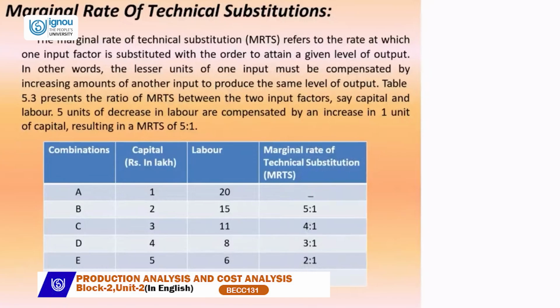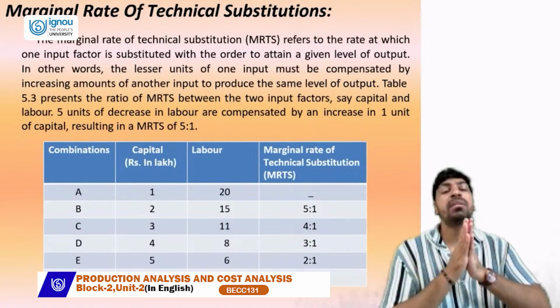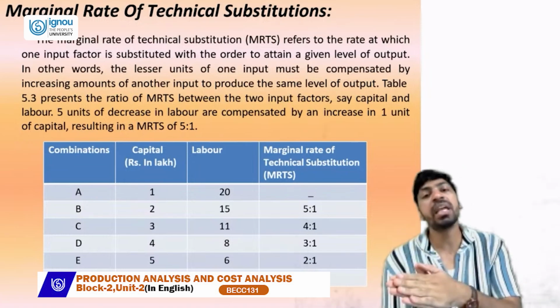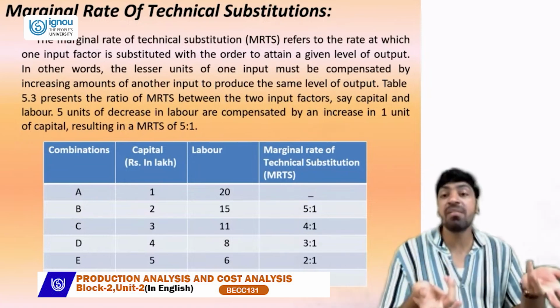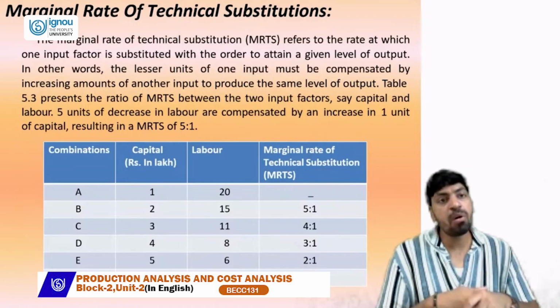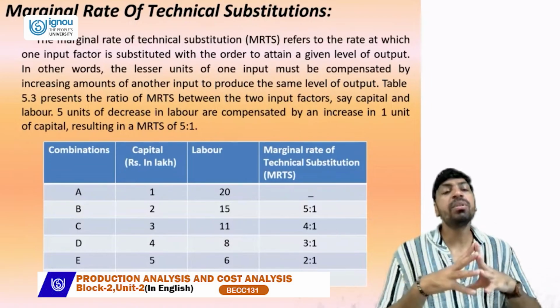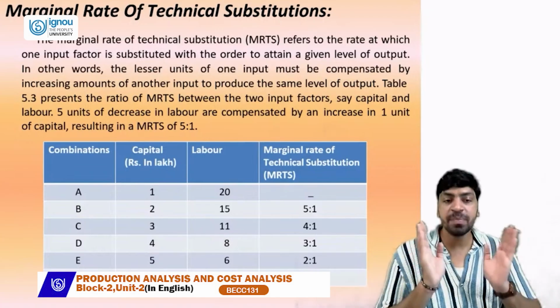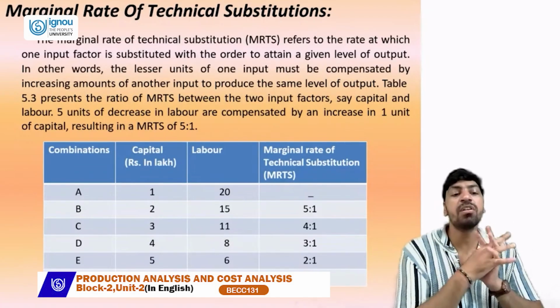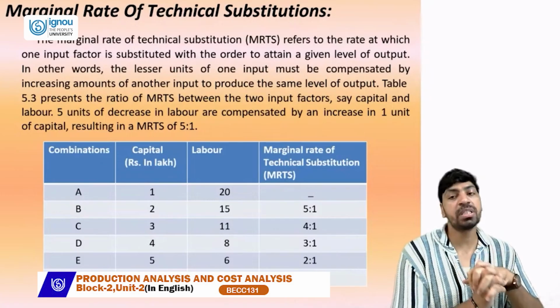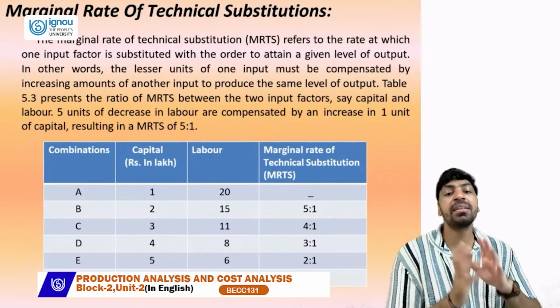If you gain units of one input, you have to compensate by sacrificing units of another input which produces the same level of output. That's called the marginal rate of technical substitution. Through the tabular representation, it has been shown as a combination of inputs, that is E to F. The first one is capital, which is given in rupees and lakhs, and the labor.